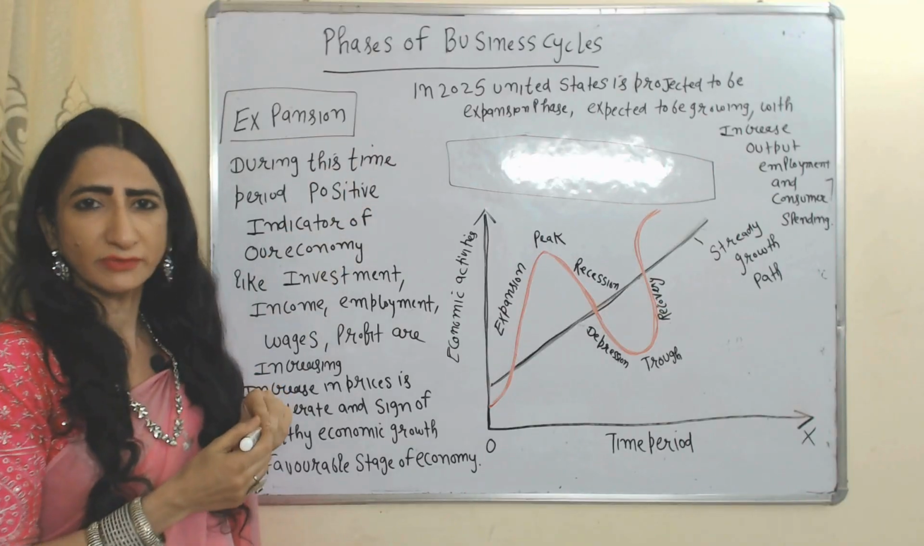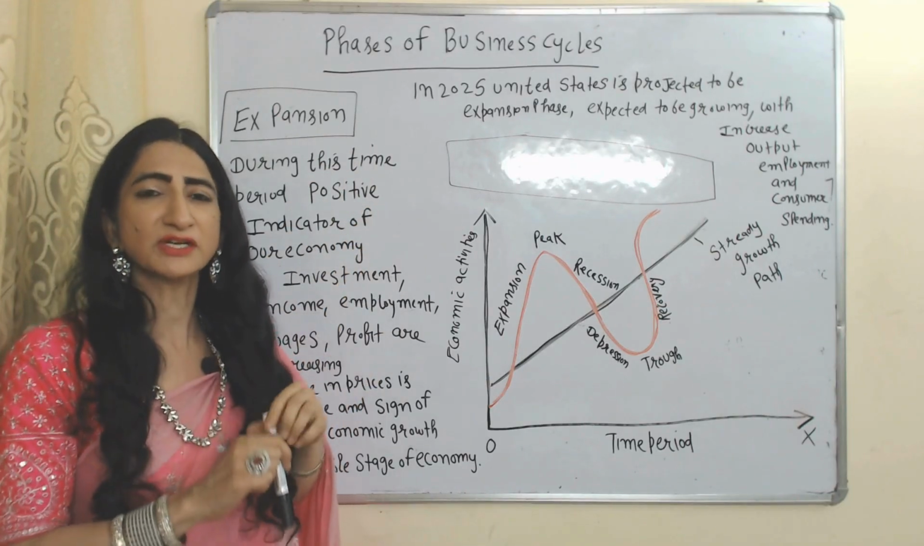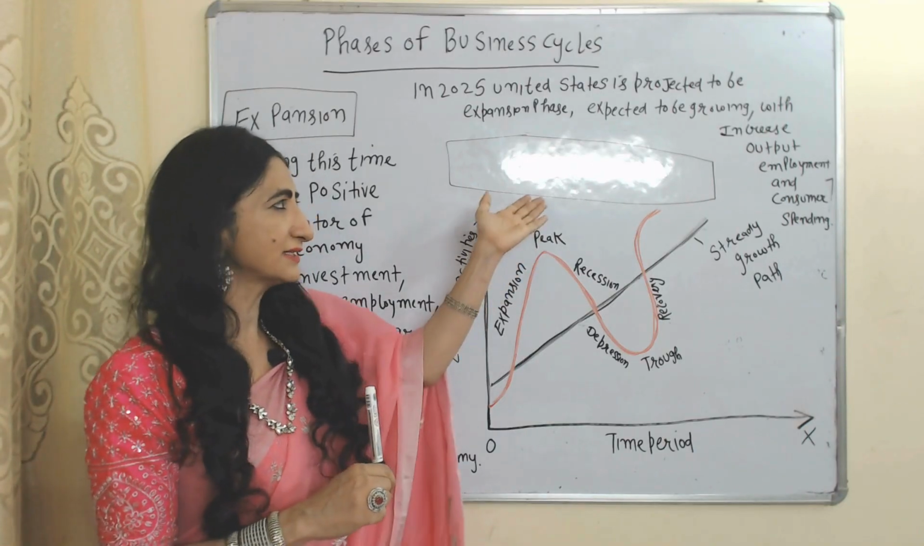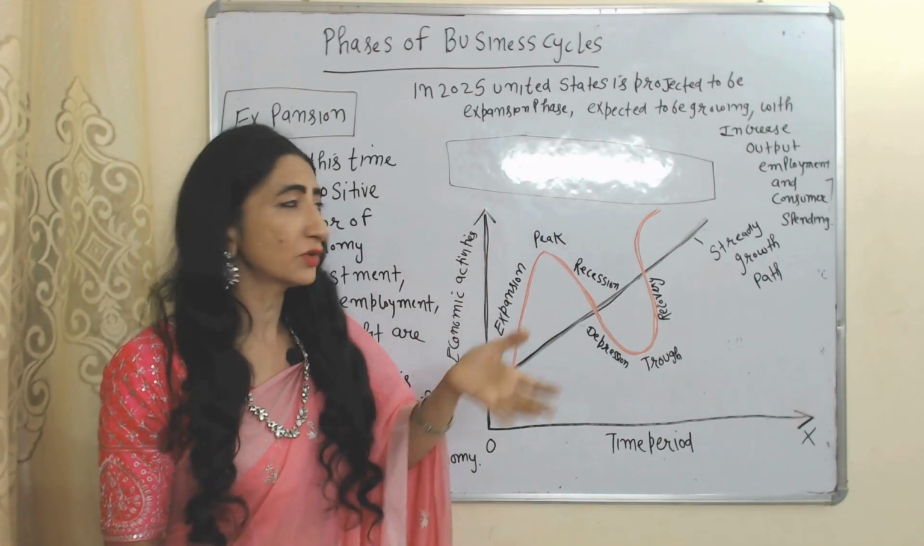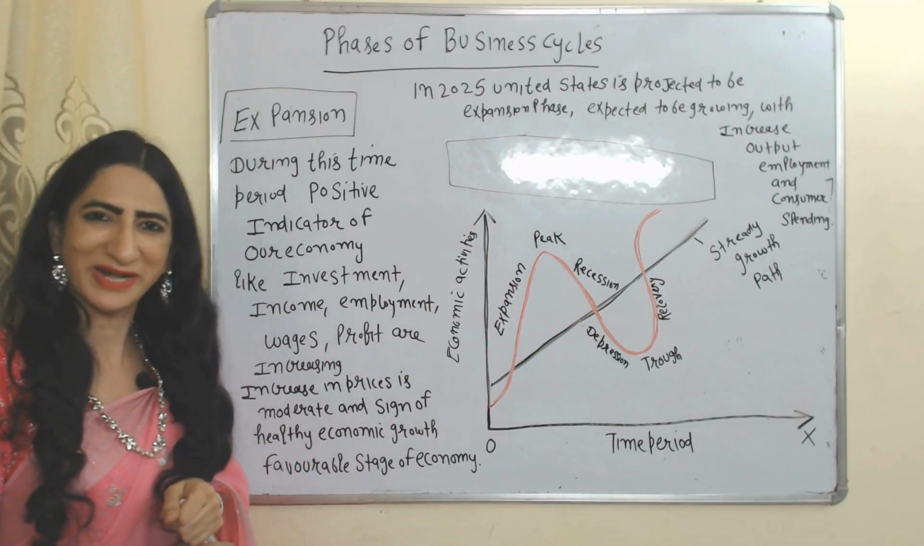Recently in 2025, the United States is in the expansion phase of the business cycle. That means the economy of the United States is expected to grow with increased output, employment and consumer spending.